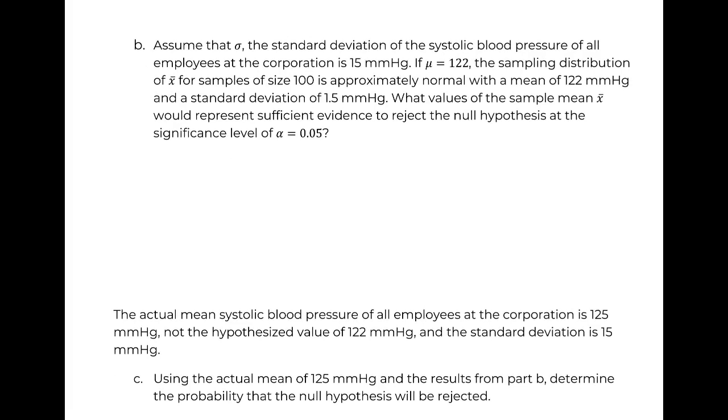That wasn't so bad. Assume that sigma, the standard deviation of the systolic blood pressure of all employees, is 15. So before we had sigma for everyone in the U.S., but now they're saying that this is actually sigma for all employees. They're letting us know that we have sigma, so that way we can use a z as opposed to a t. If mu is equal to 122, the sampling distribution for x bar, the sample level, is approximately normal with it. Okay, they're telling us everything we know from 7.1. They're saying the sample mean, if n is equal to 100, is approximately normal with a mean of 122.